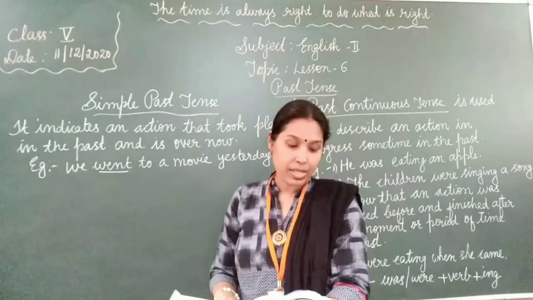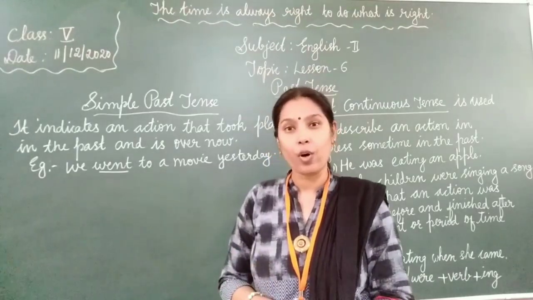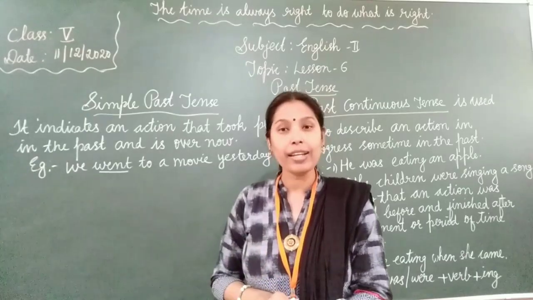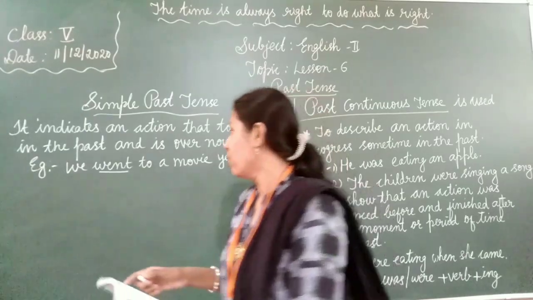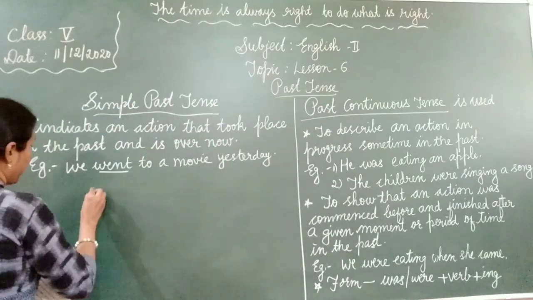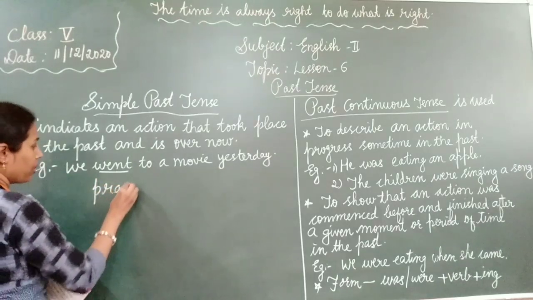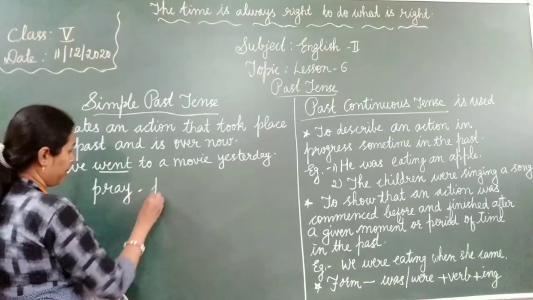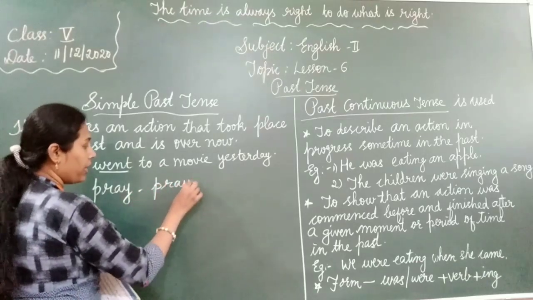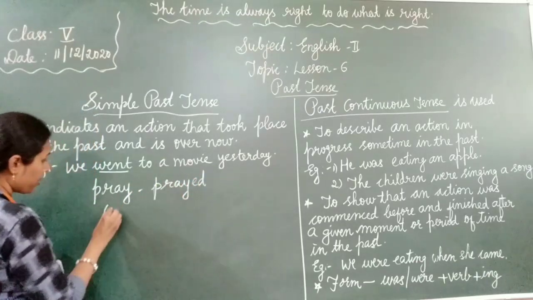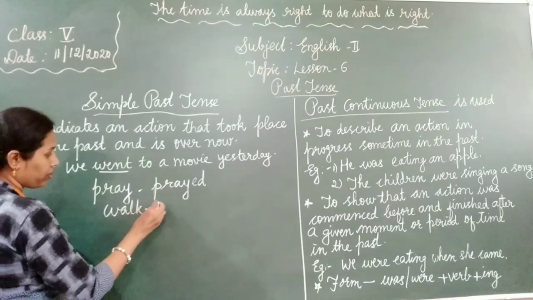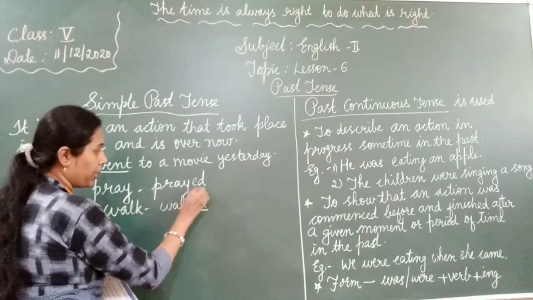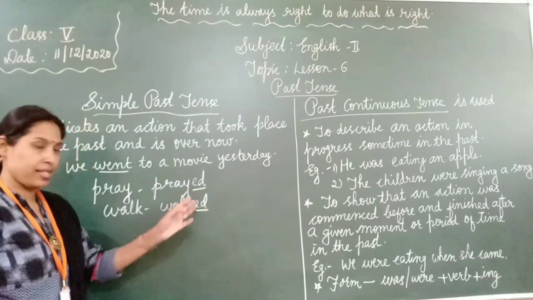Now, we will see how we form the verb for past tense. At the end of most verbs, ed is added. So, for example, pray. It's a verb. To make it past tense, you can add ed. P-R-A-Y, ed. And another one, walk. You can add ed at the end to make past tense.